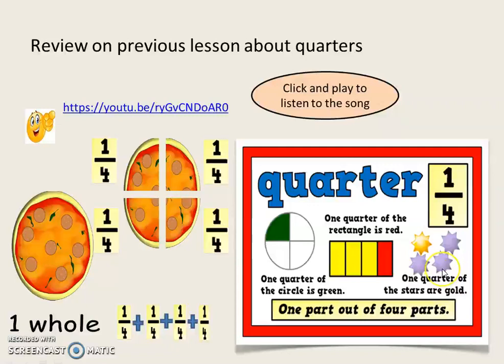We have also here groups of stars. 1 star is gold and 3 stars are purple. So the gold color is what we call 1 quarter of the stars. So remember, 1 part out of 4 parts is what we call a quarter or 1/4.